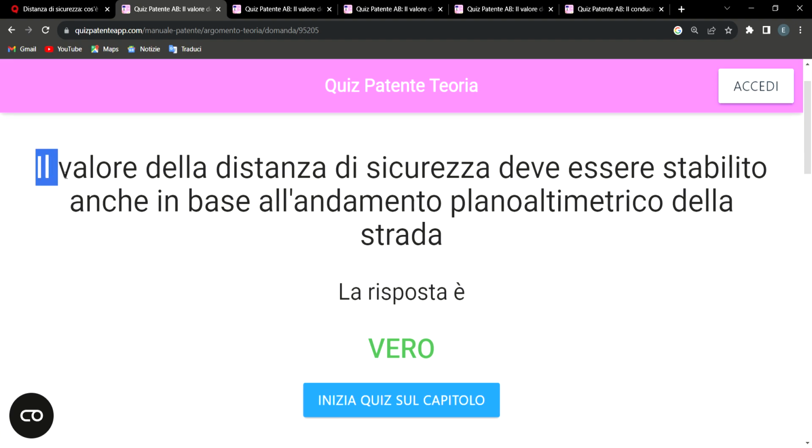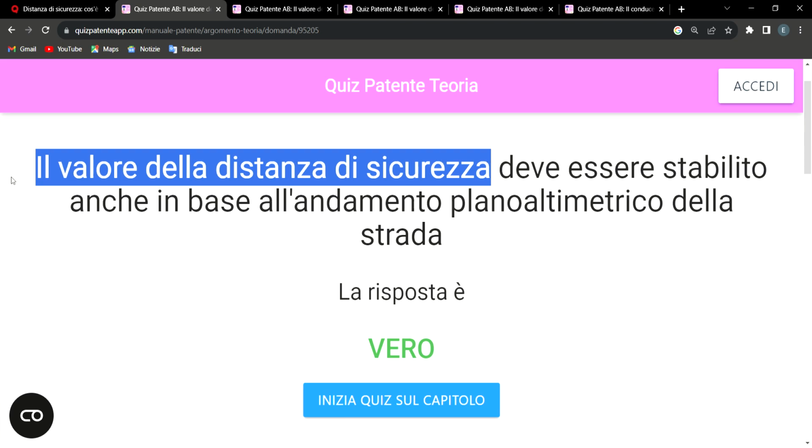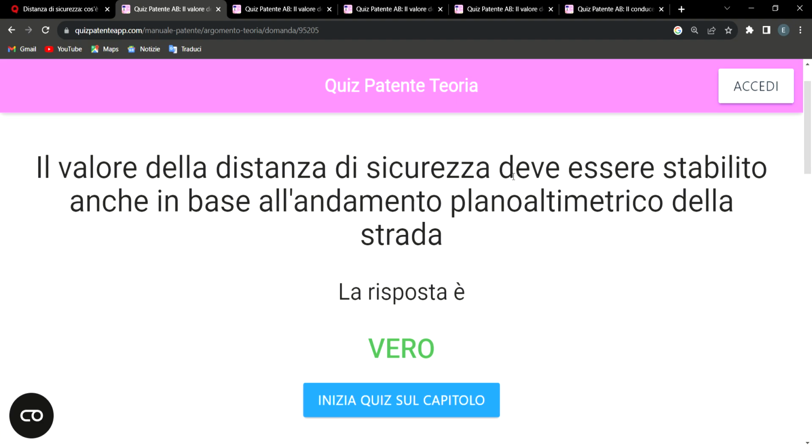First and foremost, it says the value of safe distance of driving deve essere stabilito. So it says it has to be established based on the condition of that road. This andamento, it's talking about the road. So now it's simply saying that considering the distance of driving, it has something to do with the condition of the road that you are driving.